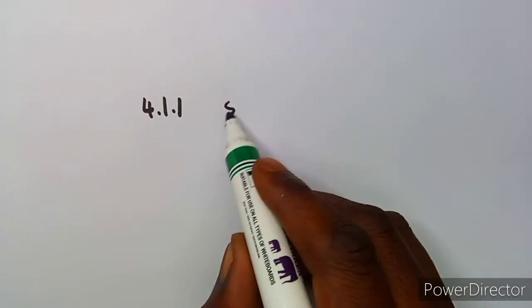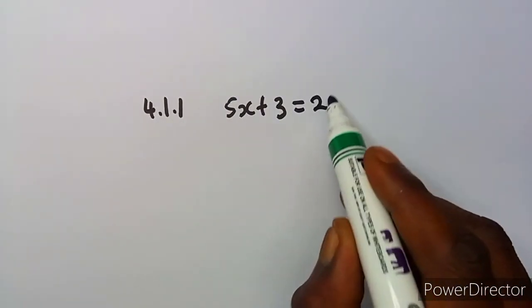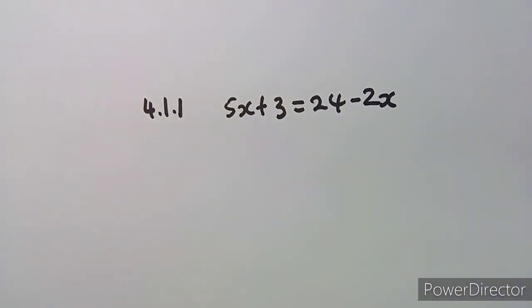The highest power there is 1. Okay, so we are given 5x plus 3 equals 24 minus 2x. You want to solve this equation. So how can I solve this equation? It's all about grouping like terms.